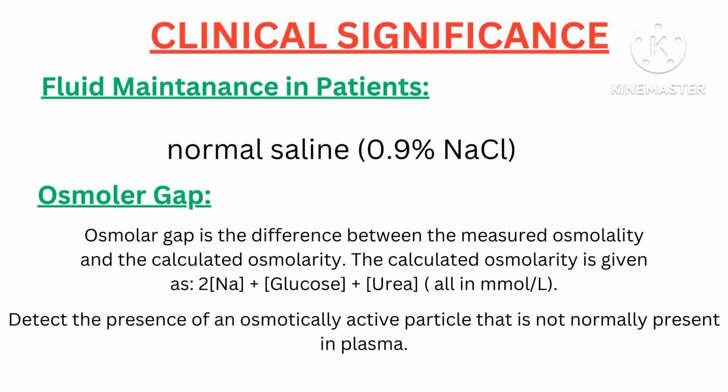Osmolar gap. The osmolar gap is the difference between the measured osmolality and the calculated osmolarity. The calculated osmolarity is given as 2 times Na plus glucose plus urea, all in millimoles per liter. Clinically, the osmolar gap may be used to detect the presence of an osmotically active particle that is not normally present in plasma. Common examples include toxic alcohols such as methanol or butanol.